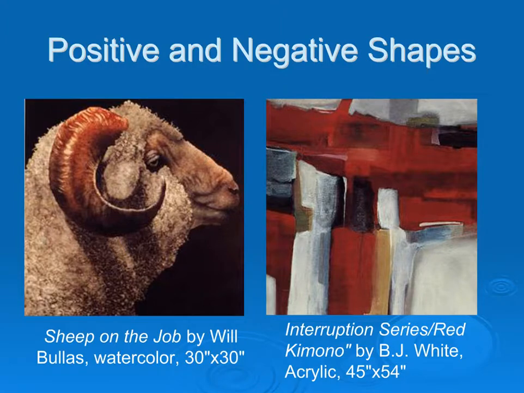All shapes are either positive or negative. The subject matter is the representational objects, and they are usually positive, like the sheep. Look at the sheep, and that is your positive shape, and the background is the negative shape, the black area. In the non-objective piece by B.J. White, this is a kimono. Can you see the kimono? The belt, the red, is the big part of the kimono. Anyway, the negative shapes around the kimono happen to be white. So look at the red, and then your negative shapes are going to be the white.